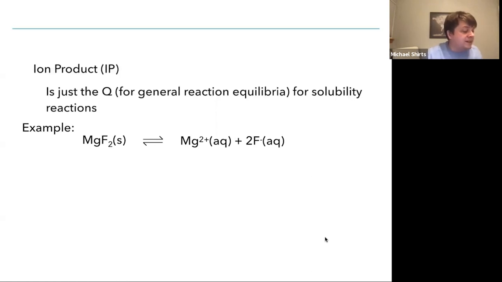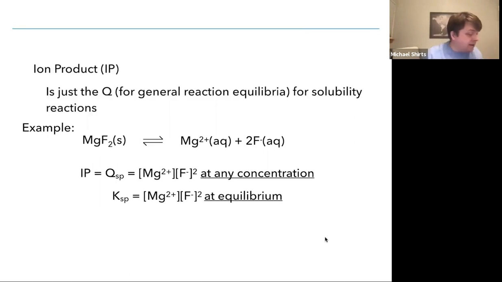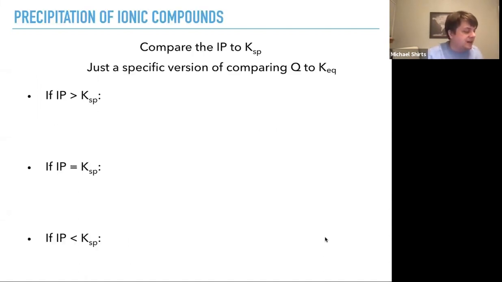Example, so if we have magnesium fluoride, it reaches an equilibrium with a small amount of magnesium and fluoride ions. Then the ion product is essentially the QSP, right? It's the concentration of magnesium 2 plus times fluoride squared at any concentration. So whatever the concentrations are, you can always define an ion product, which is essentially the KSP if those are at equilibrium. So that's the distinction. Ion product is this mathematical formula at any concentration. The KSP is the result of that mathematical formula at equilibrium, and there'll be a single value there. So the ion product is to KSP as Q is to K.